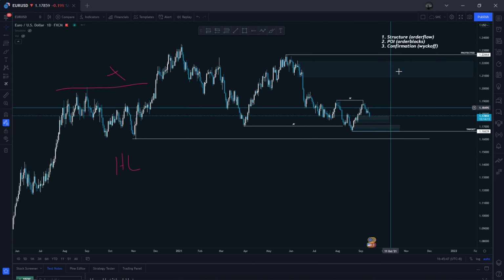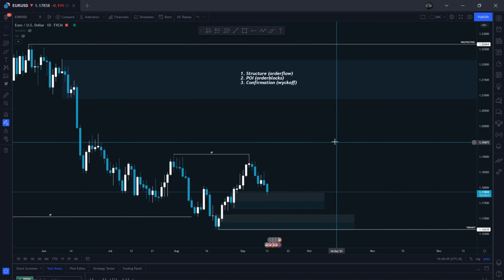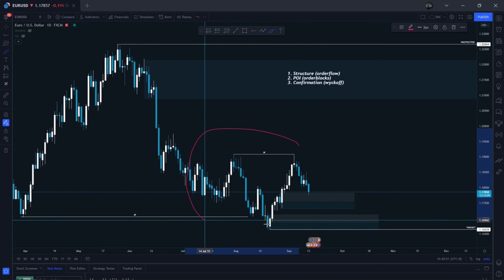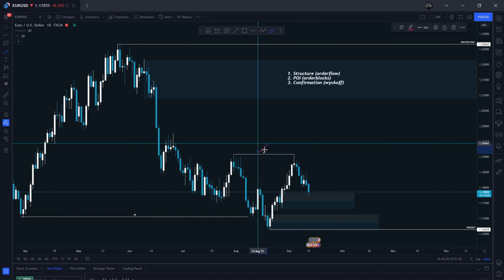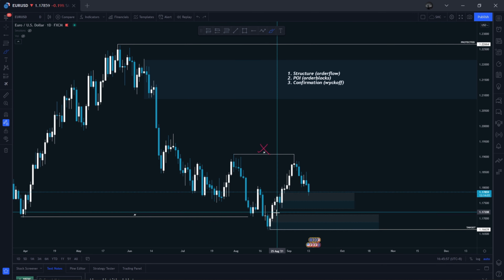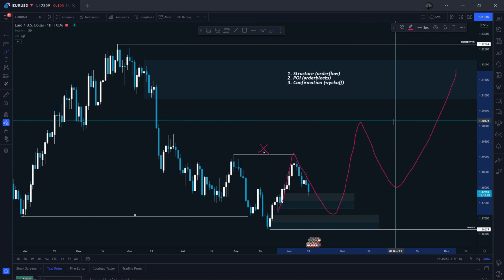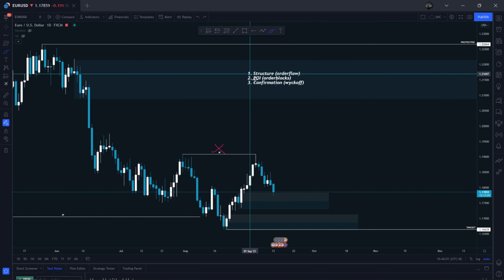So I'll say it again. 3 rules. Structure. What is structure doing currently at this point? It broke this high, broke this previous high, so we're expecting bullishness. So I want buys. Rule 2, POI. What's a POI? Order blocks.